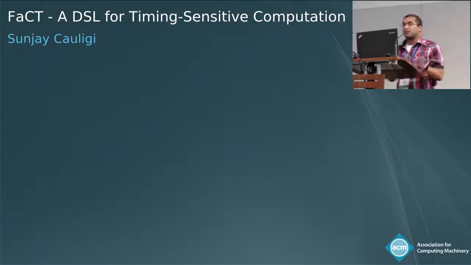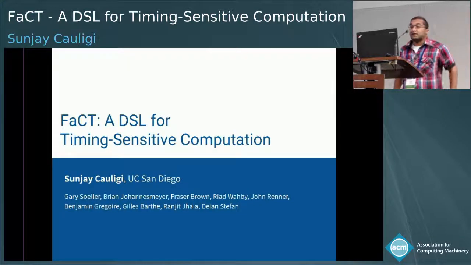So, hello, I'm Sanjay. I'm here to talk about FaCT. It's a language we created for writing cryptographic code and preventing timing side channels. So, what exactly are timing side channels and why are they a problem?